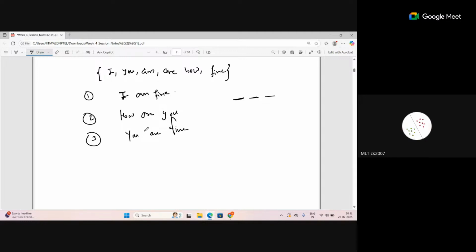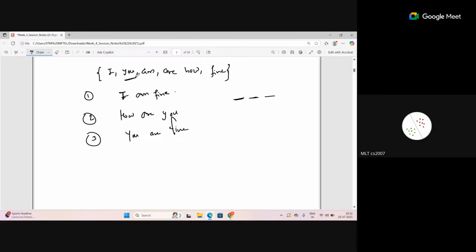In the third sentence, does it appear? No, right? So either it will appear or it will not appear. It's kind of a coin, right? Either it will be a head or it will be a tail. Similarly for you, whether it will appear in your sentence or it will not appear.